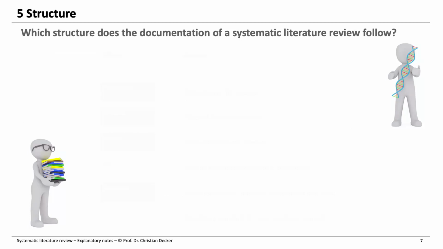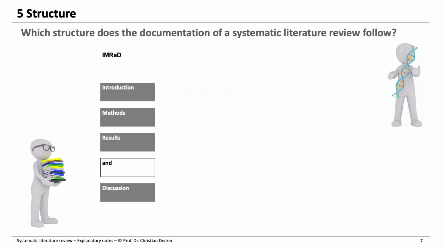Which structure does the documentation of a systematic literature review follow? The structuring of a documented systematic literature review generally corresponds with the structuring technique IMRAD. IMRAD is a commonly applied approach of structuring a research paper. IMRAD stands for Introduction, Methods, Results, and Discussion. A research paper structured according to the IMRAD approach has 4 main sections. Depending on the institutional circumstances, these 4 sections might either be exactly named Introduction, Methods, Results, and Discussion, or might carry individually formulated headings. What are essential aspects of the IMRAD approach?